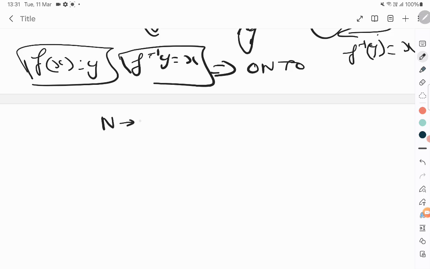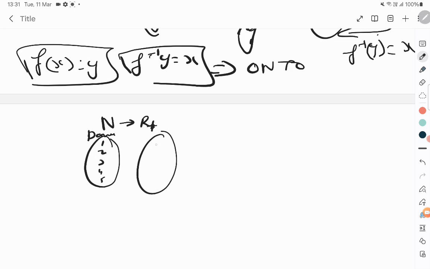natural numbers to R star, where the domain is the natural numbers. The natural numbers are 1, 2, 3, 4, 5, etc. And R star is every non-zero real number, which includes all of the y-axis other than 0. So if you take the reciprocal, 1 gives you 1, 2 gives you 1 by 2, 3 gives you 1 by 3, 4 gives you 1 by 4.